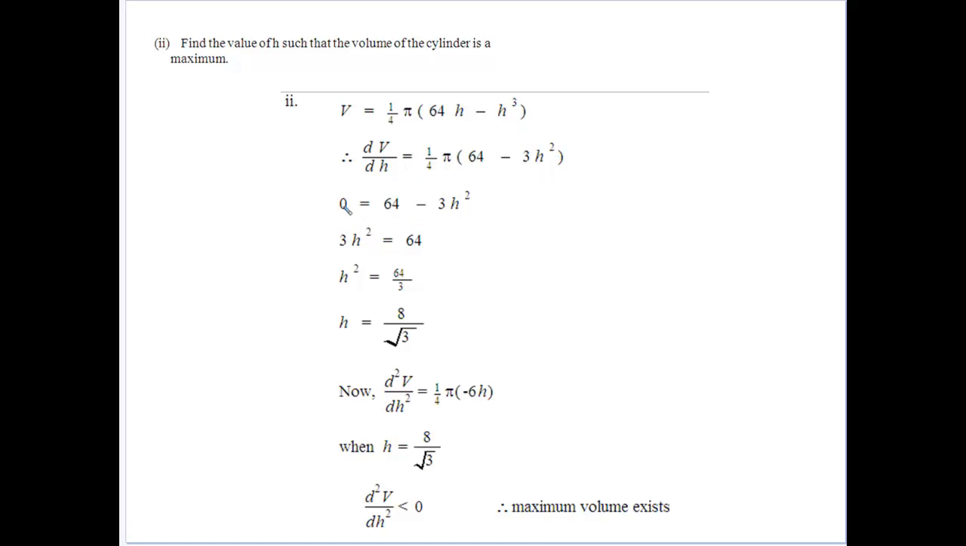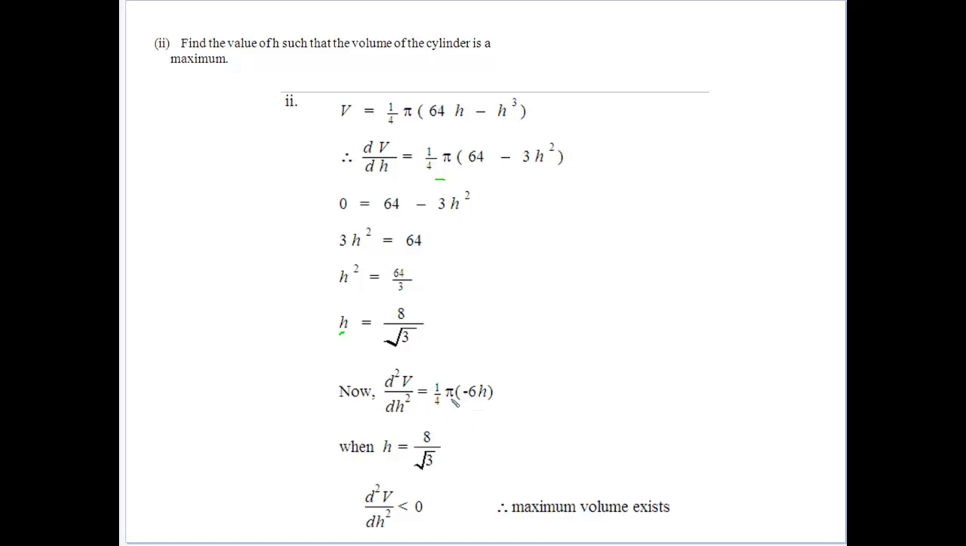Now, if that's going to be set equal to 0, the quarter pi doesn't really make much difference to when it's set equal to 0. So really only what's inside the bracket can be equal to 0. If you're wondering what happened to the quarter pi, I'm just ignoring it because only the bracket can be equal to 0. So I've set the bracket equal to 0 and start manipulating to get 3h squared is 64. And h squared would equal 64 on 3. So h would equal 8 on root 3. Technically, plus or minus 8 on root 3. But seeing we're dealing with a height, I ignore the minus 8 on root 3.